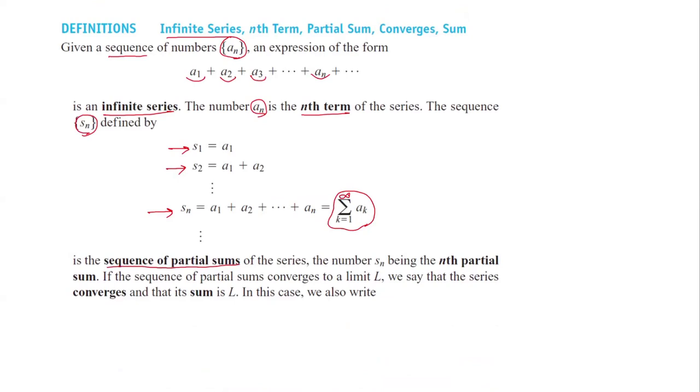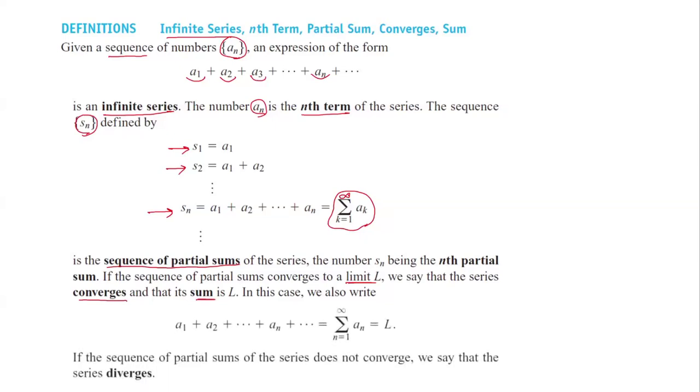If the sequence of partial sums converges to a limit like L, we say that the series converges and that the sum is L. We can also write it this way: a1 plus a2 plus a3 plus the rest of the terms plus a sub n, which is represented by the summation of a sub n from 1 to infinity, is equal to L. That's how you say that the series is a convergent series.